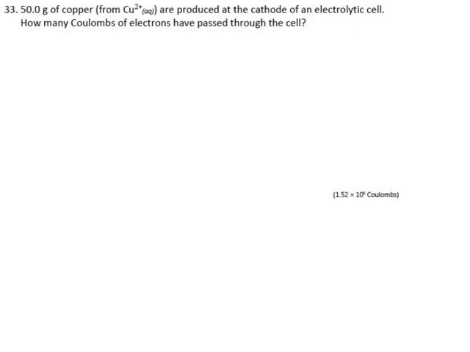Okay, so we're making copper, apparently, at the cathode of an electrolytic cell, and they ask how many coulombs of electrons have passed through the cell. In other words, how much charge has passed through the cell.